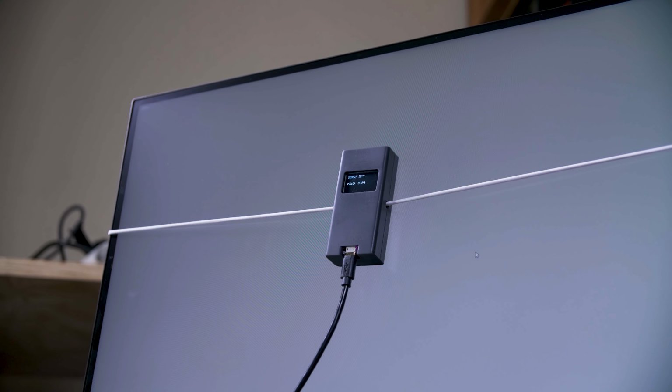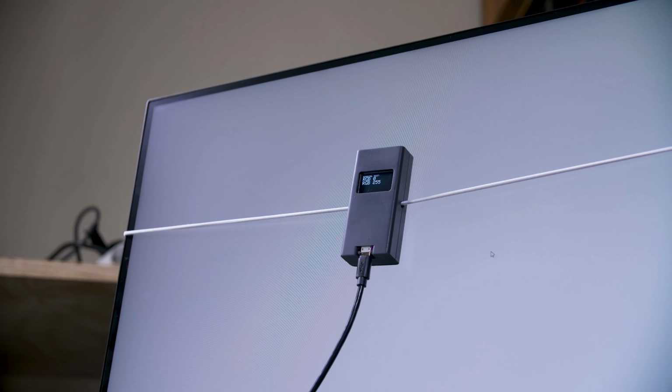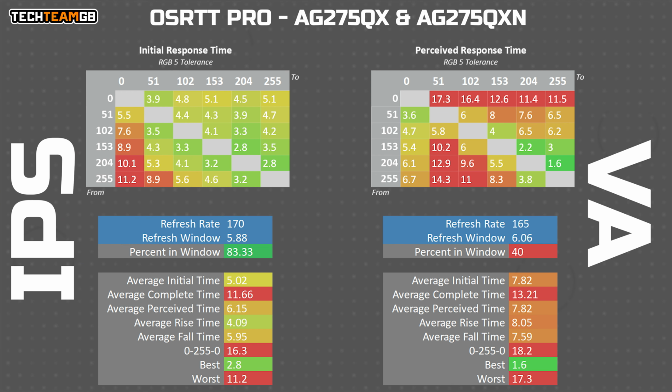I'll put a link to that in the description, and I'll also put up the response time heat maps side by side here, as neither of them have bad overshoots on the medium overdrive mode, and you can see the differences. Just look at the averages alone. The IPS panel averaged 5 milliseconds on the initial time, whereas the VA was near on 8 milliseconds.